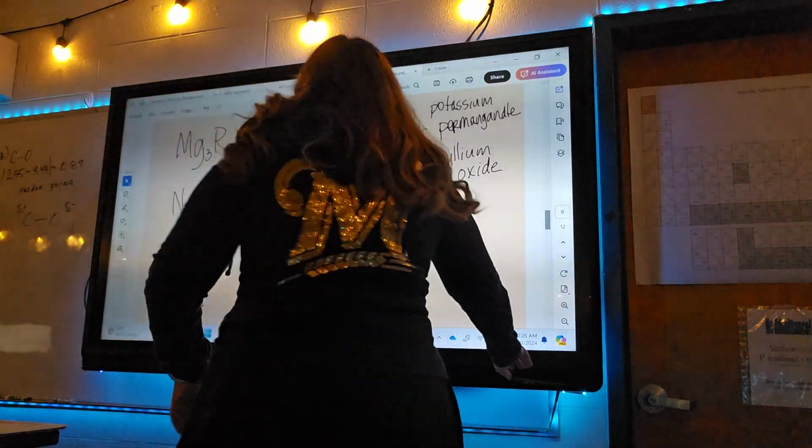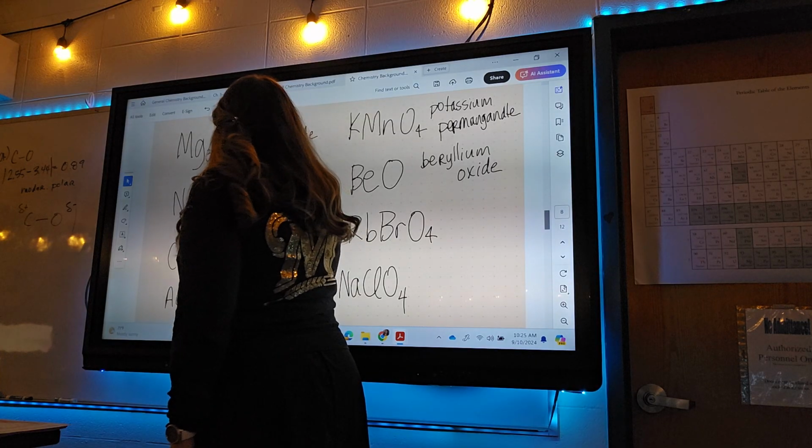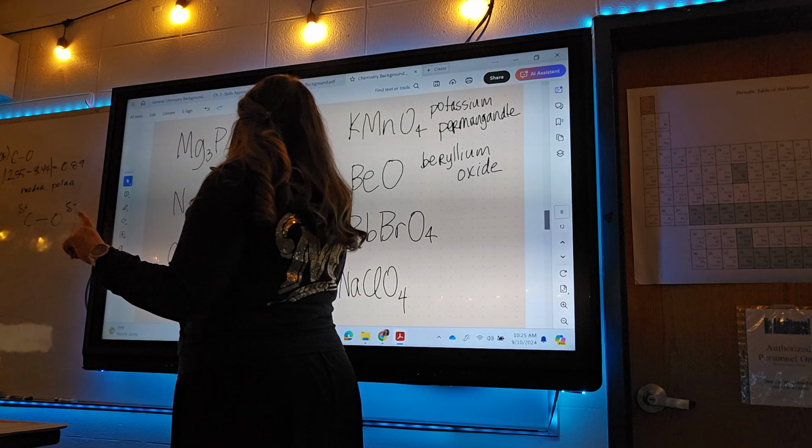All right, so this CaBr2 is called calcium bromide. No prefixes.